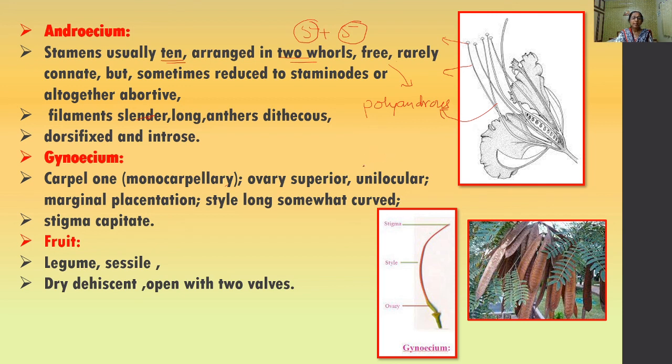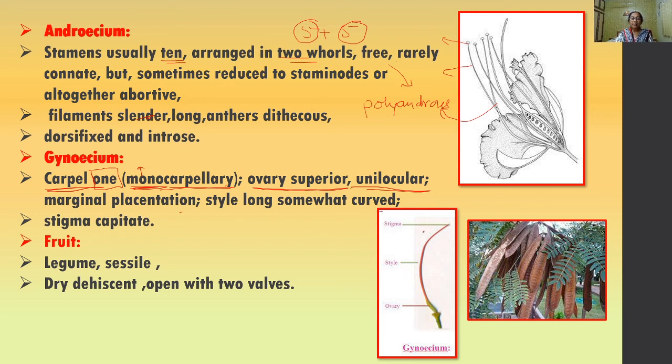The next whorl is the gynoecium, which consists of carpel. You all know. In this case, the important characteristic is the presence of a single carpel. So, that condition is known as monocarpellary. Mono means one, and the carpel is single here. Hence, we call the gynoecium a monocarpellary gynoecium. Its ovary position is superior, and it is unilocular in nature. The placentation is marginal. We will see this in detail when we draw the floral diagram of this. Then the style is long.